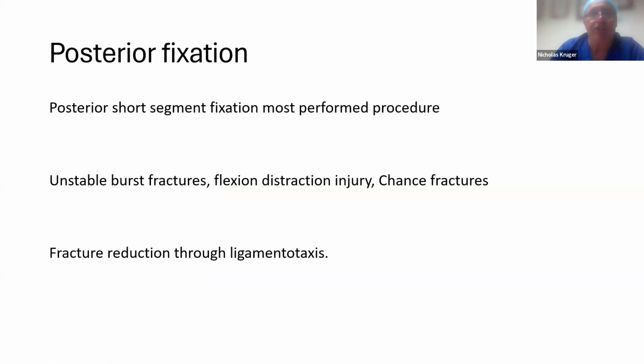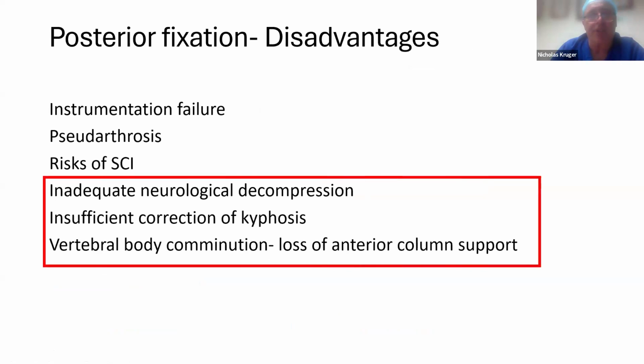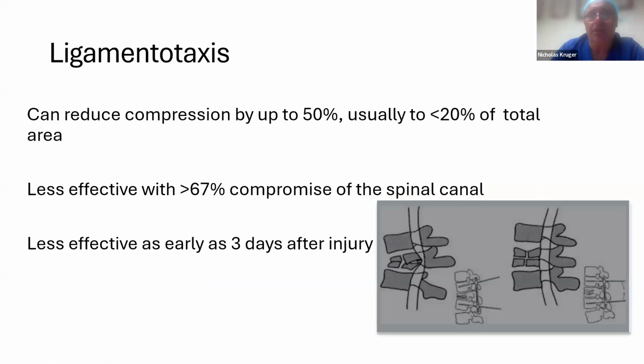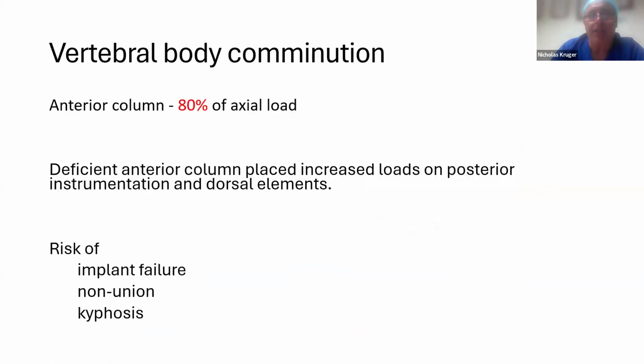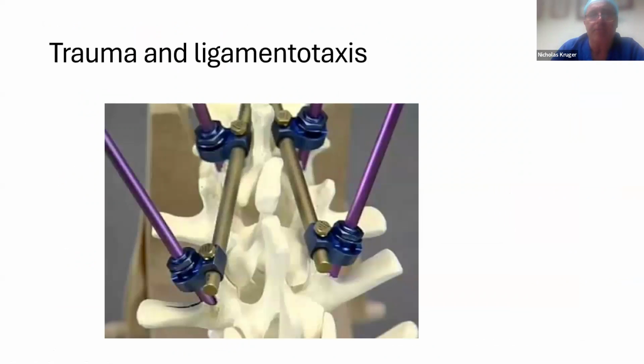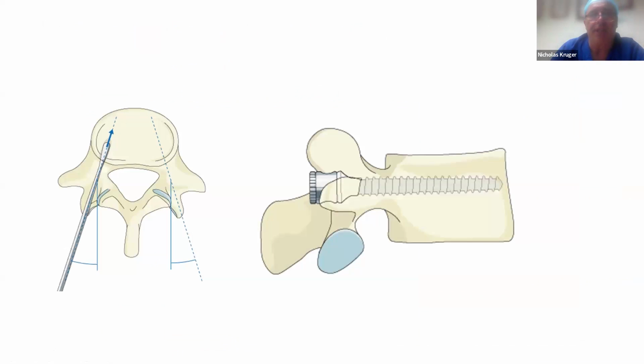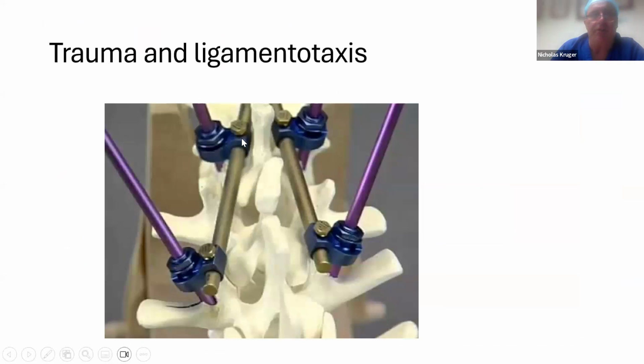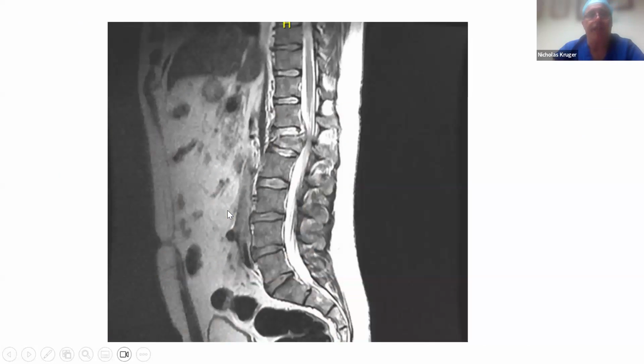Most common operations are short segment posterior fixation. I might have a picture here. So basically, putting pedicle screws in, into the pedicles, and we then are distracting. So you've got these polyaxial systems where you can change the angle of the screws, and you can cause distraction and lordosis by altering those angles.